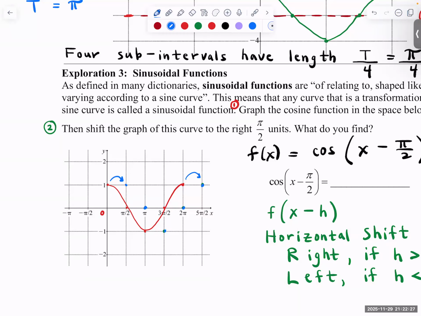Now, if we were to connect these 5 blue points, and keep in mind it's a sinusoidal shape, the graph is going to look like this.